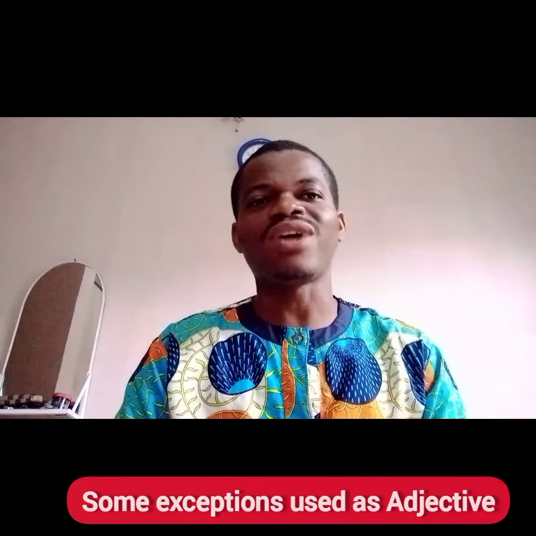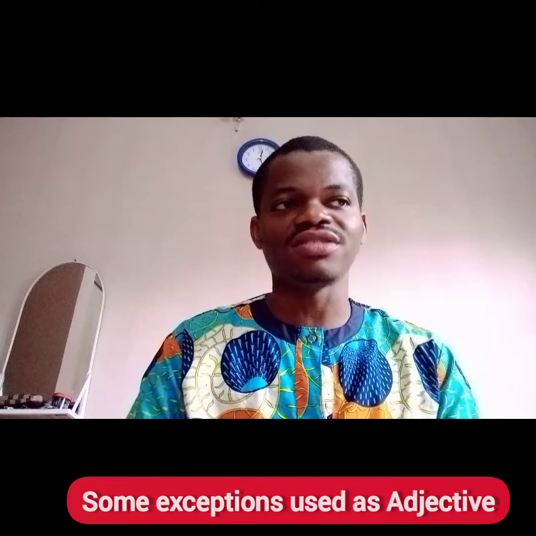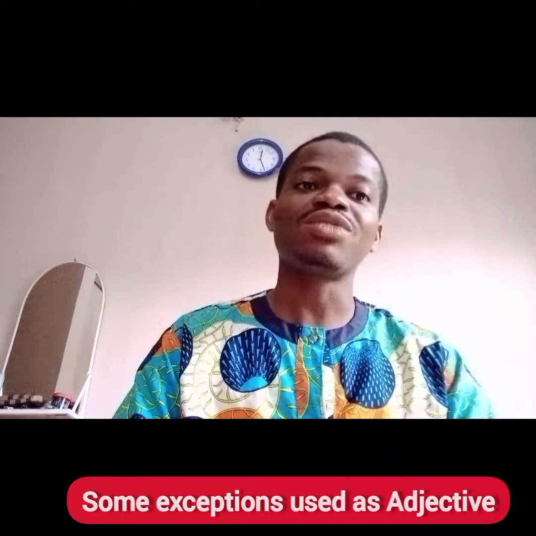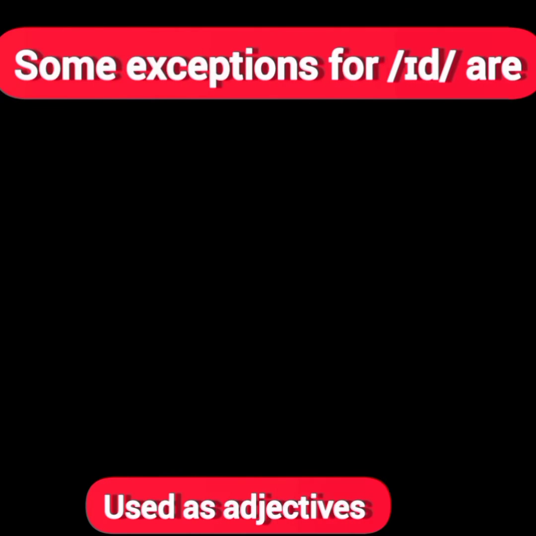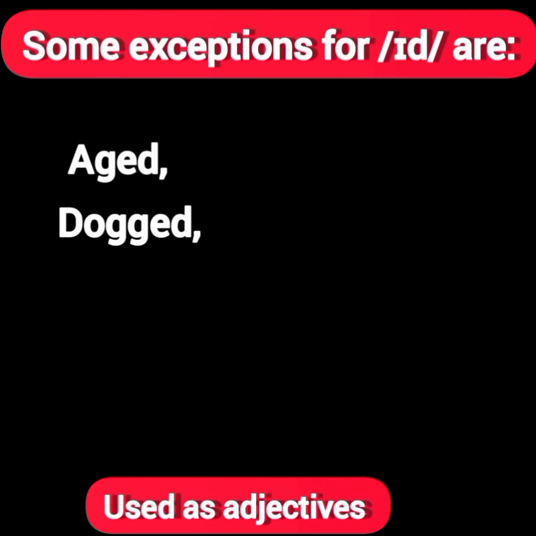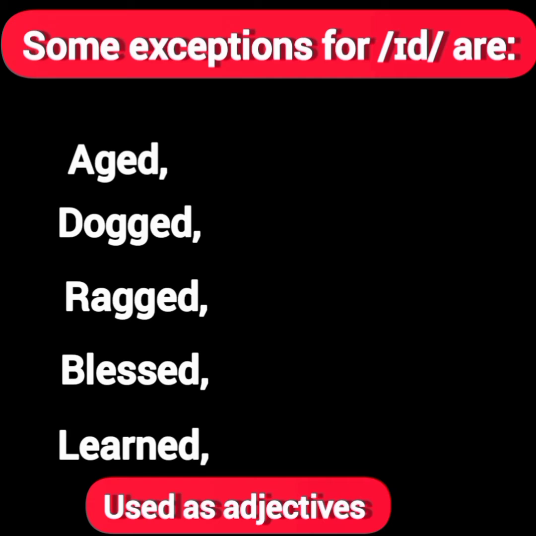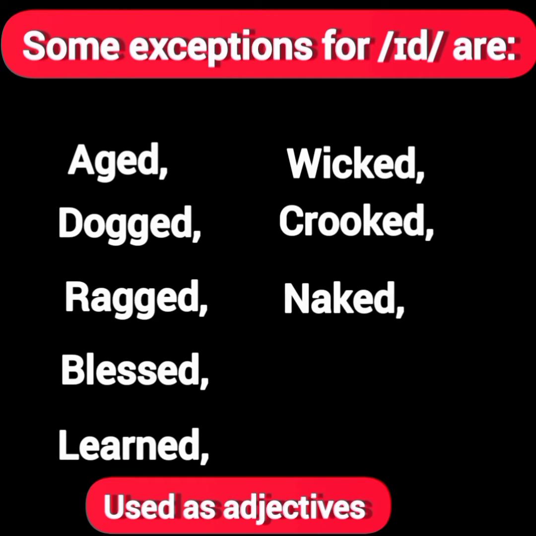Some exceptions, especially for adjectives and for the id pronunciation. We have some exceptions for that. When it's an adjective, we have words like that. Some exceptions for id used as adjectives are aged, dogged, rugged, blessed, learned, wicked, crooked, naked, wretched.